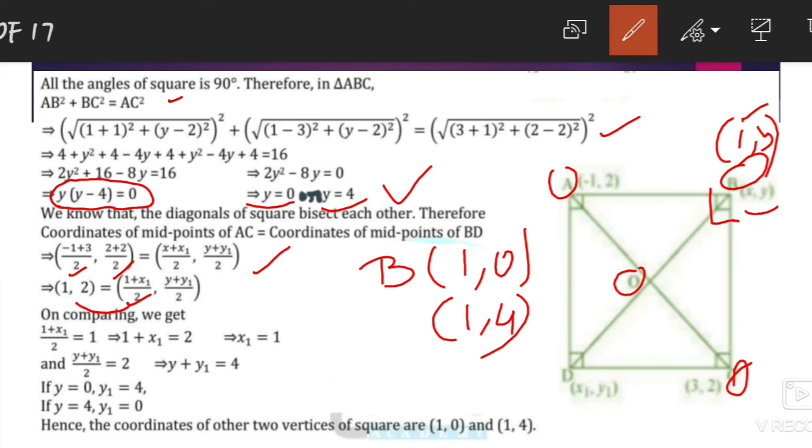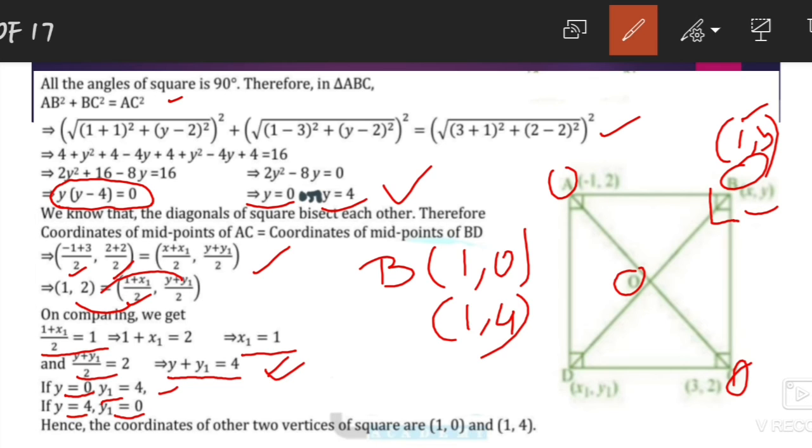Okay, if you consider the x coordinate on both sides, you are getting this equation. From here the value of x1 will be 1. And if you compare the y coordinate, you are getting this equation: y plus y1 is equal to 4. Now here in place of y, there are two values of y, one is 0 and another one is 4. So if you put y equals 0 in this equation, you can see that the value of y1 will become 4, and if you put y equal to 4, then the value of y1 will become 0.